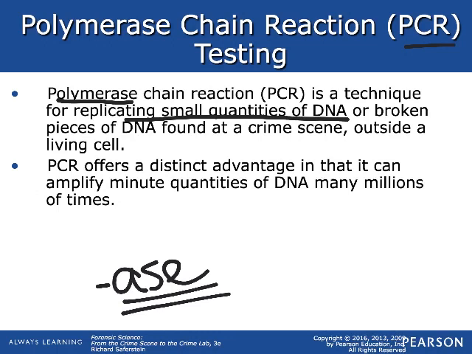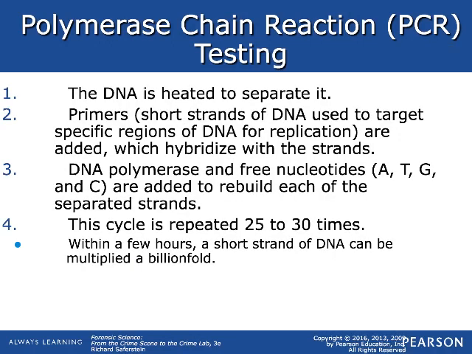So what it's going to do is it's going to allow us to amplify little teeny tiny quantities of DNA, and make enough DNA that we can actually use it and do something with it. Okay, so we'll go over the steps of PCR in lab because we're going to do it. So what happens first is the DNA is going to be heated and it's going to separate the double helix.